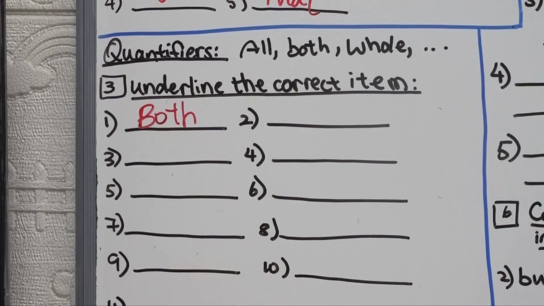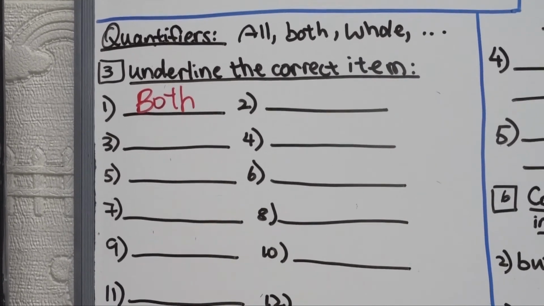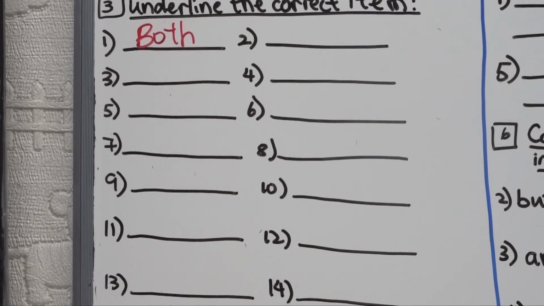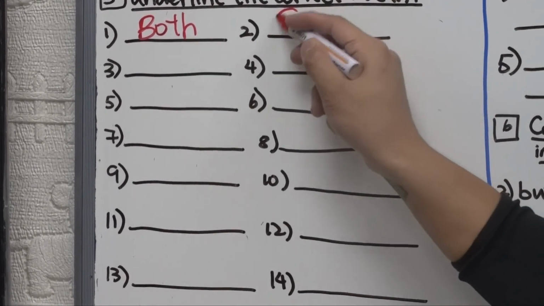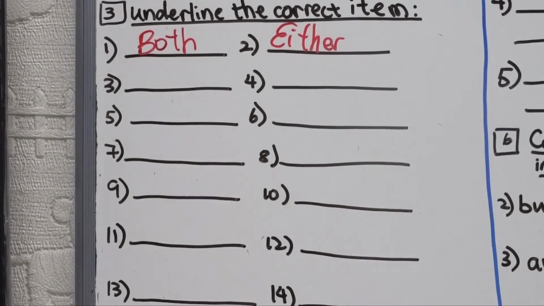Now let's go to number 2. It's neither Sam or David will clean the garage, or either Sam or David will clean the garage. What do you think? We have or here, so it should be either. If it's neither, then it's nor, meaning none of them.